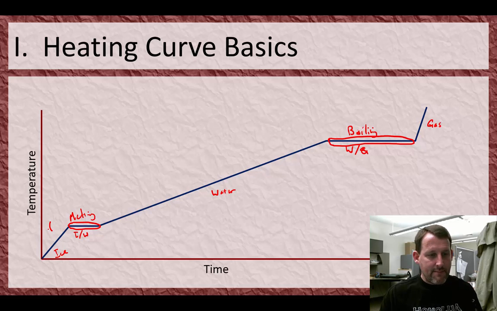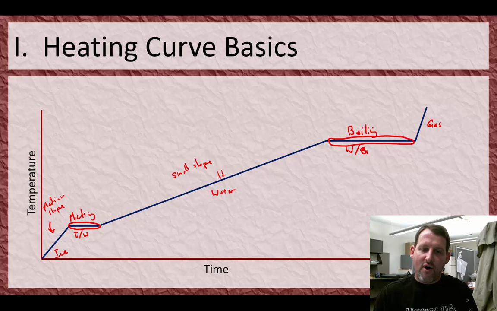Notice here that this is a medium slope, which means it's kind of hard to heat ice. Notice here that it's a low slope, so it's a small slope, which means it is hard to heat. It takes a lot of energy to heat water, more energy than it does to heat ice, which is weird because it's still just H2O. So today we'll explain why it's harder to heat water than it is to heat ice.